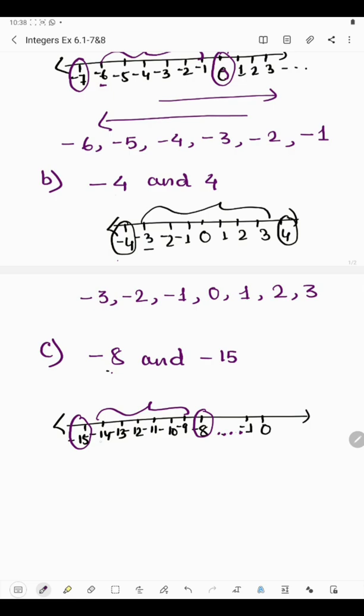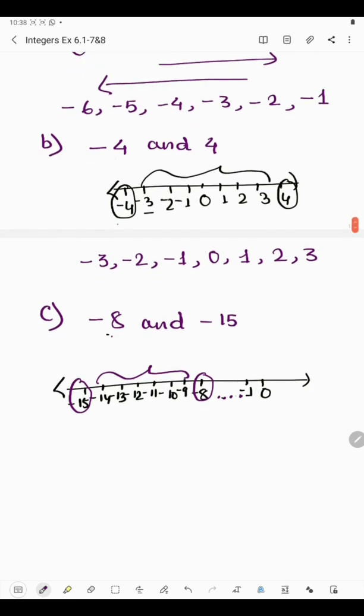And since -14 is the left of all the numbers, so -14 is the smallest one. So we will have to start from -14. So it's -14, -13, -12, -11, -10, -9. So these are the numbers that come in between -8 and -15.